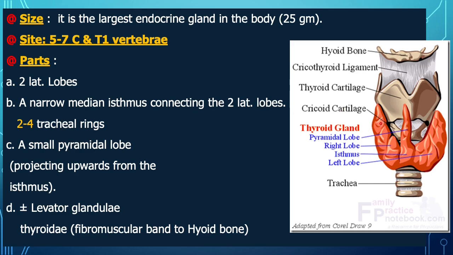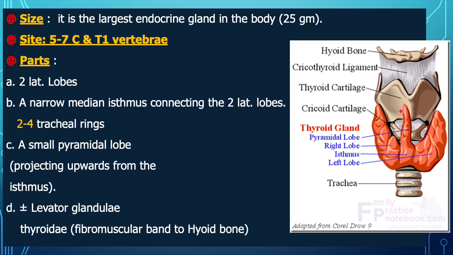So it has an H shape with two loops and an isthmus, as well as another additional loop called the pyramidal loop, which projects from the upper part of the isthmus upward. That loop gives what's called the levator glandulae thyroideae, which is a fibromuscular band connecting the thyroid gland to the hyoid bone up to here.